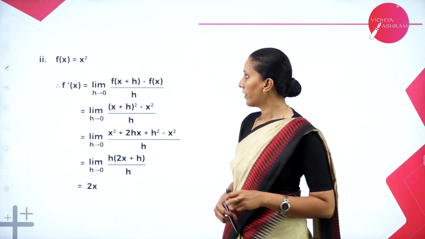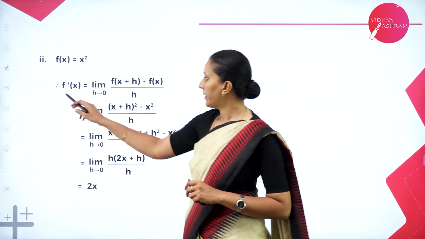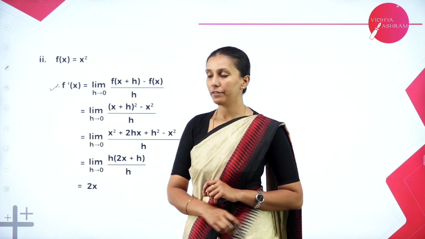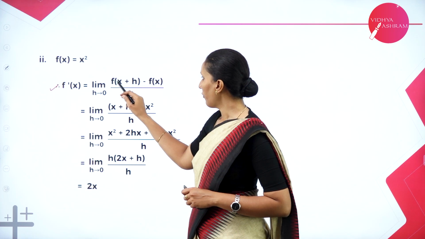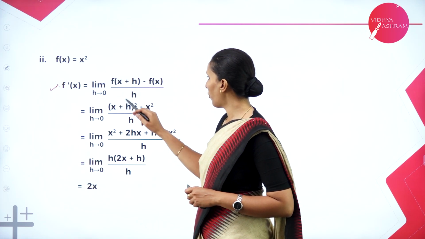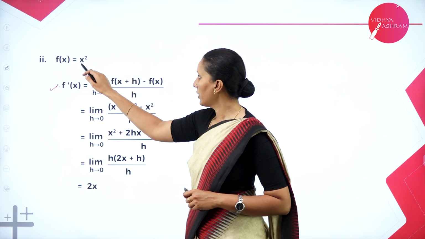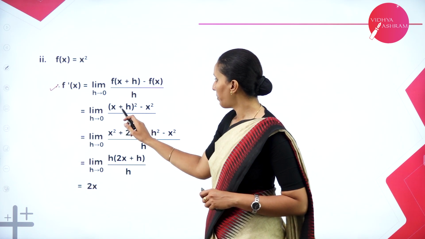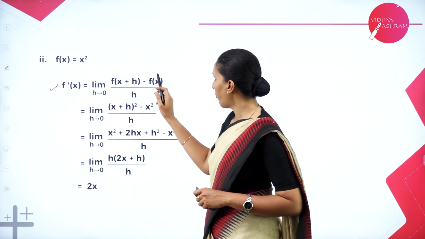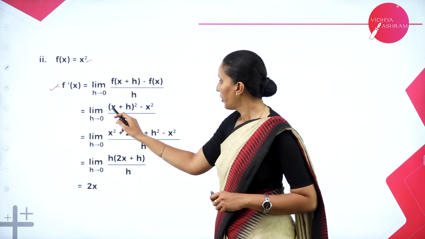The second one is the function f of x is equal to x square. I am taking the definition of the derivative here, that is f dash of x, limit h tends to 0, f of x plus h minus f of x divided by h. Now f of x plus h takes the value x plus h whole square. f of x is nothing but x square, divided by h.